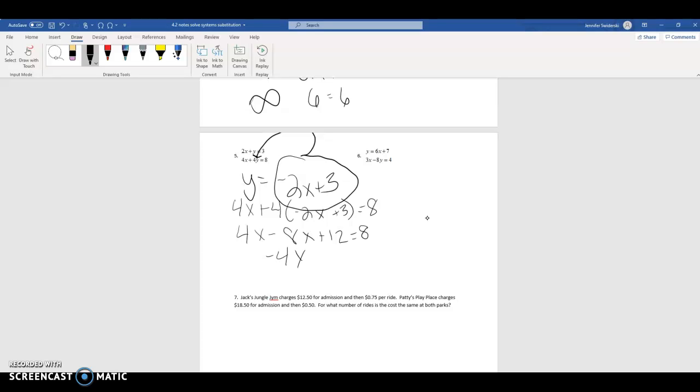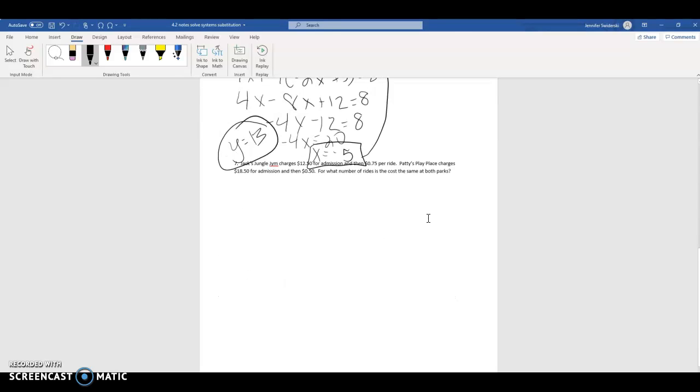Get negative 4x plus 12 is 8. I'm going to subtract 12 from both sides. So you get negative 4x equals negative 4... Actually, as stated: negative 4x, that's 20. So x has to be negative 5. Great. Plug back in for y. Negative 2 times negative 5 is 10. 10 plus 3 is 13. So y must be 13. I'm going to have you guys do 6.